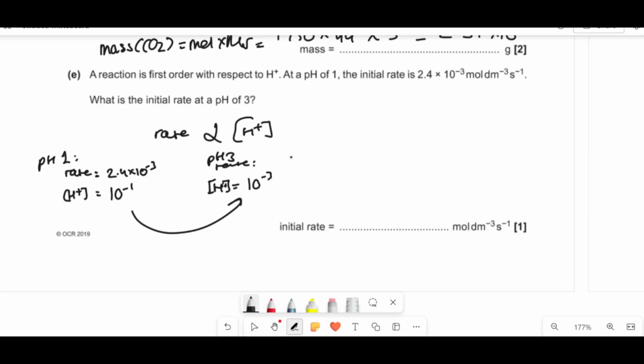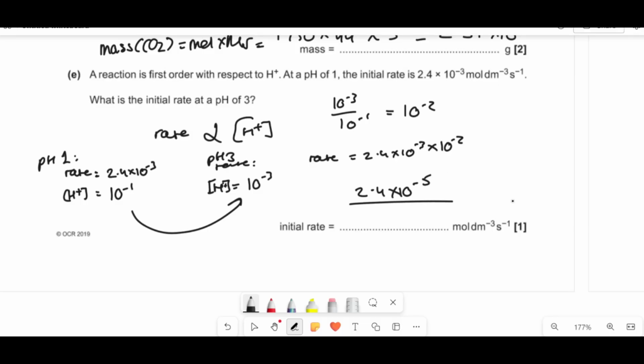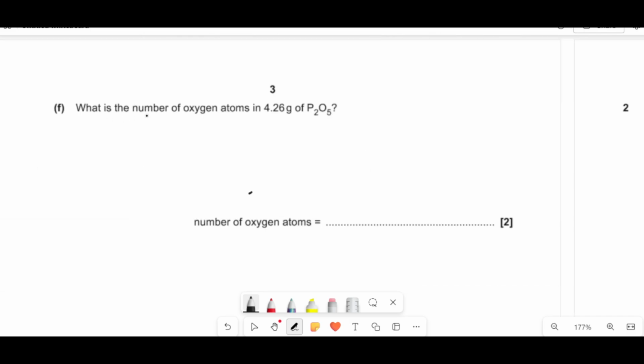So what have we done to get from here to here, and what will happen to the rate? You can just do after divided by before, and that tells you what you need to times the rate by. After, it'd be 10 to the minus 3 divided by 10 to the minus 1, which is 10 to the minus 2. Now the new rate is the previous one, 2.4 times 10 to the minus 3, times 10 to the minus 2. If we do that, we get 2.4 times 10 to the minus 5. There you go.